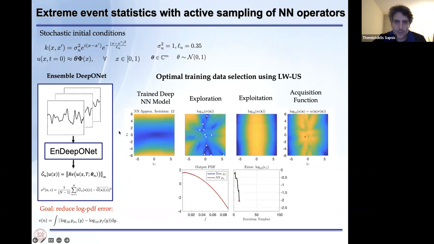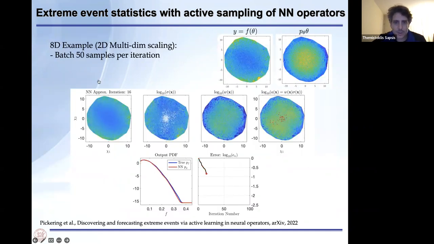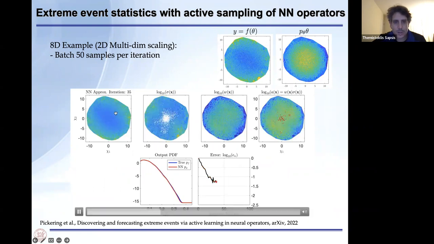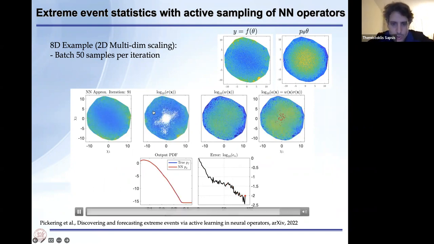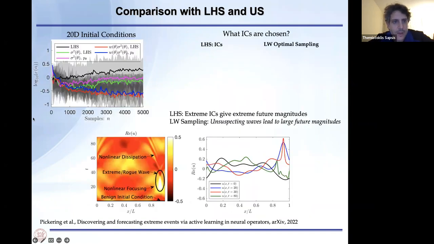As we move to higher dimensionality, this is for an eight-dimensional situation. And I'm presenting this eight-dimensional space through multidimensional scaling. It's a visualization approach, so you can see things that live in eight-dimensional space on your screen. And again, you can see the very fast convergence and how the sampling takes place, right? You see there is a core that is being sampled, and then there are these wings associated with extreme events. How do we compare with other criteria?